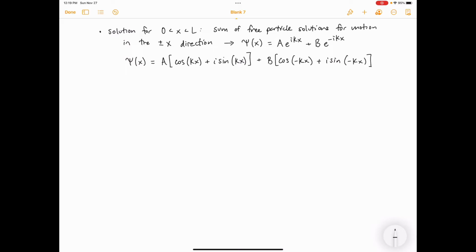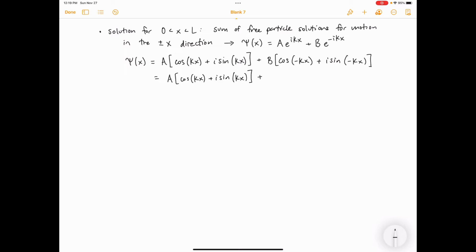Okay, so I'm going to leave the first term alone, but I'm just going to copy it down for reference. Same as before, a times cosine kx plus i sine kx. For the second term, I'm going to rewrite this.